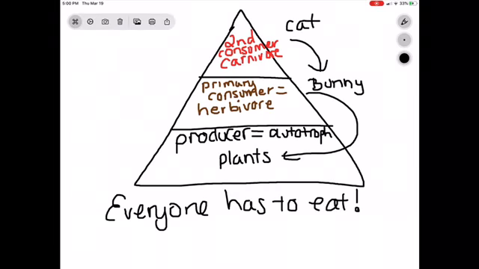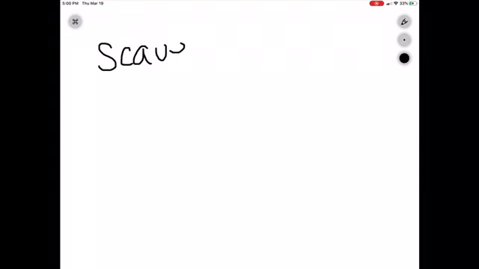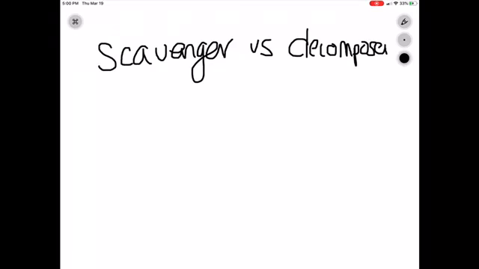So there are a few organisms that don't necessarily fit into these categories. So we put them into a separate category. So the first one is scavenger. And the second one is decomposer. So technically these could be considered carnivores, and I'll explain why in a second.